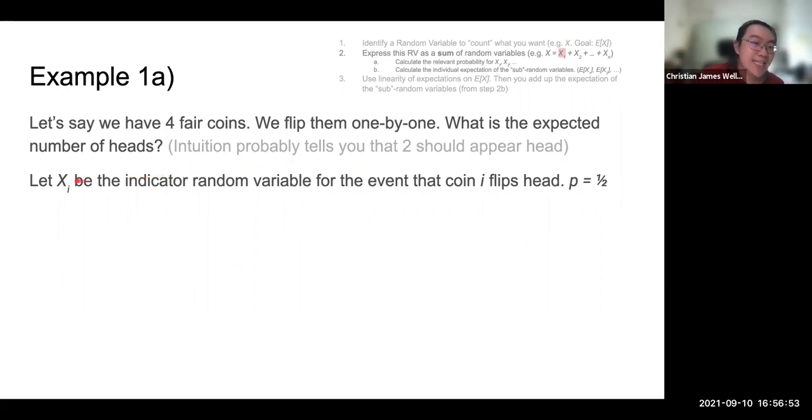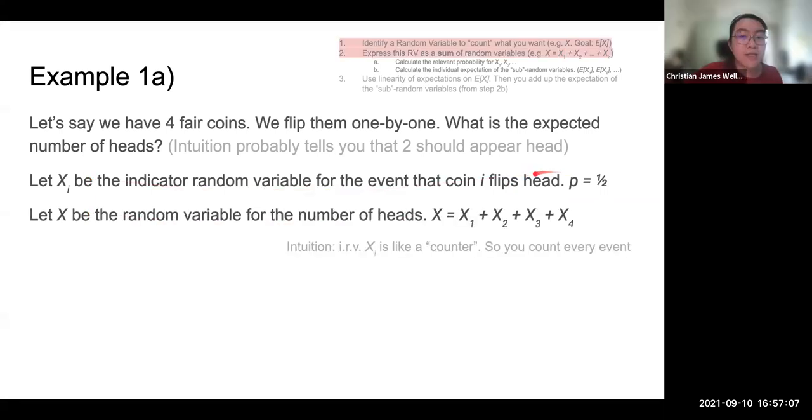Okay, so let xi be the indicator random variable for the event that coin i flips hit. So with 4 coins, maybe coin 2 is x2 and coin 2 is coming up hits. The probability is half. Okay, so let X be the random variable for the number of hits in total you get at the end. Hopefully you can see that this is similar to the earlier coupon collector example. It is X1 plus X2 plus X3 plus X4.